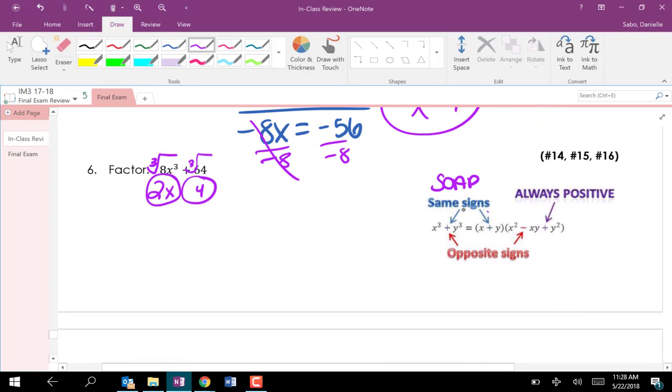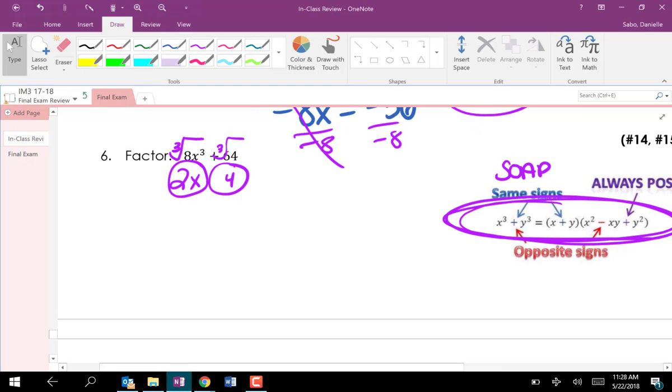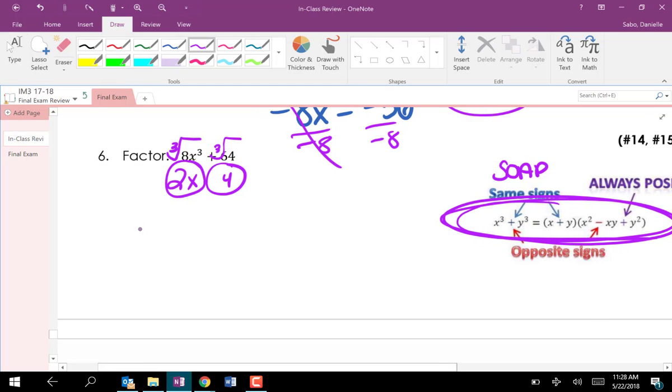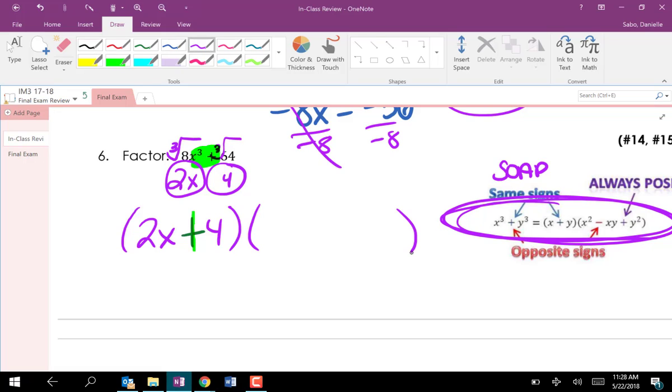So when you look at the way that you do factoring perfect cubes, you always write out what you got, 2x and 4. The SOAP, same sign. What's the same sign of our original problem? Adding. So adding. Okay, now, this was the trick where you had to square the first one. And again, this is the formula right here. This is from way back when. You're probably used to doing difference of 2 squares. This is difference of 2 cubes.